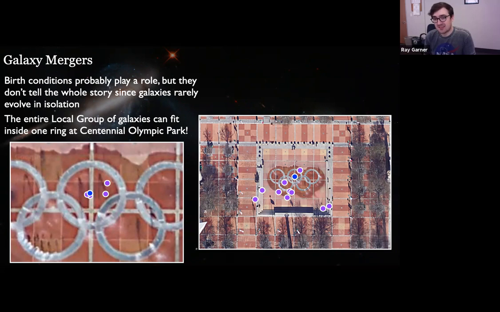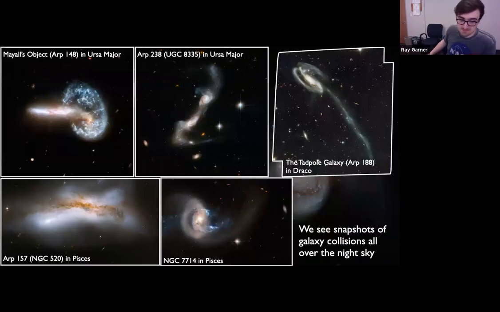Now, that's not as dramatic as some of the more beautiful collisions. Here's just a handful of them. Going from Mayall's object up at the top left, where we see a galaxy physically crashing through the disk of another. We've got ARP 238, where these two galaxies are kind of doing a ballet dance, tossing out these tidal tails and maybe a bridge between them.